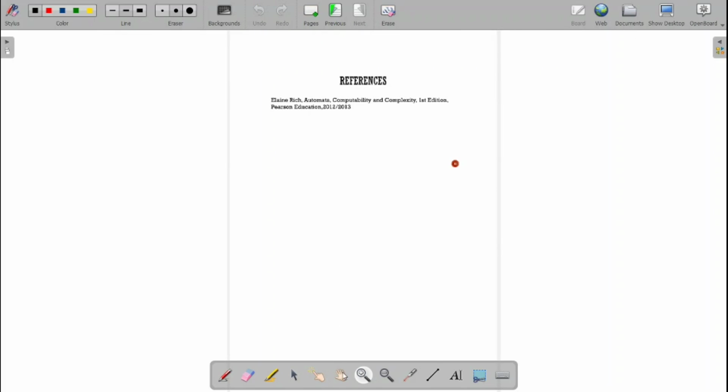Okay. This was the first topic of module 4, which focused on the decidable algorithms and decidable problems in the CFL. In the next session, we start with Turing machines. The reference used for these presentations is the textbook by Elaine Rich, Automata, Computability and Complexity, first edition, Pearson Education, 2012-13.